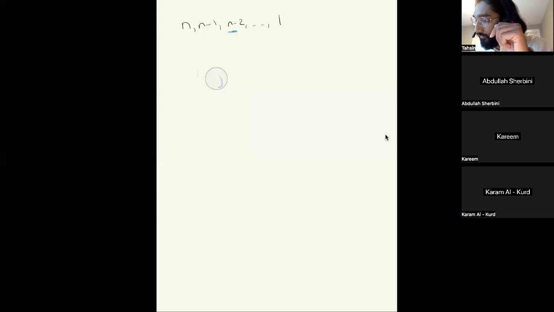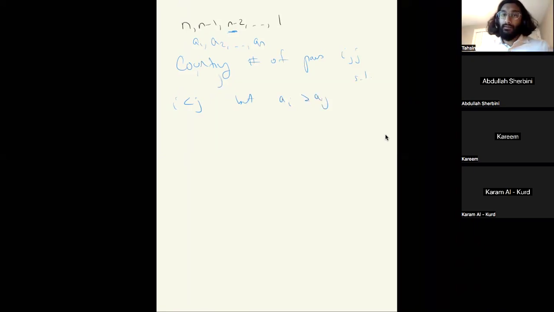You can think of it as double counting, but you can also think of it as counting, say the original order is A1, A2, and so on, the number of pairs i, j such that i is less than j, but A_i is greater than A_j. So you're looking at the number of pairs that are in the wrong order. And for them to become in the correct order, they have to be involved in a swap at some point. Does the argument make sense? Yes.